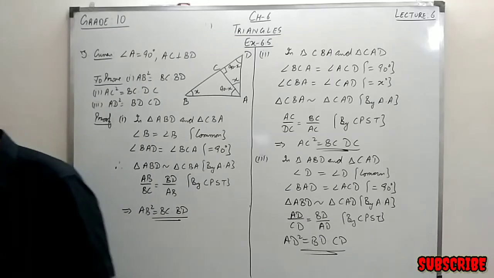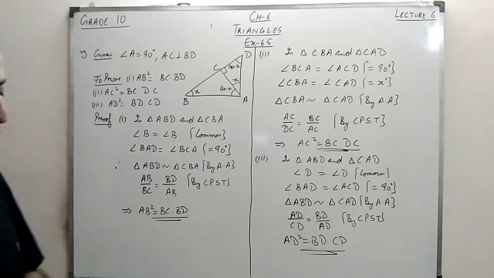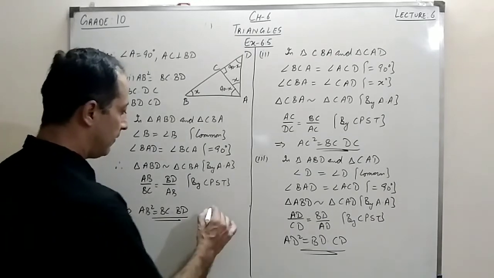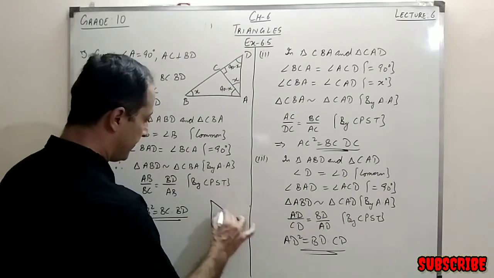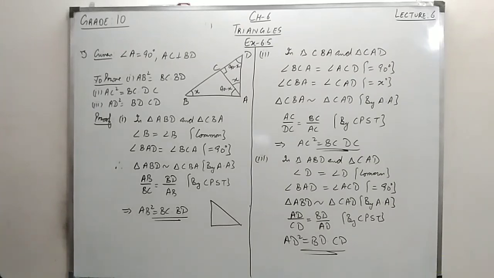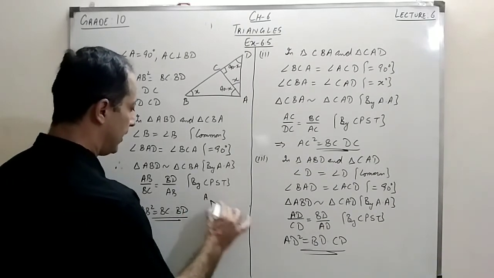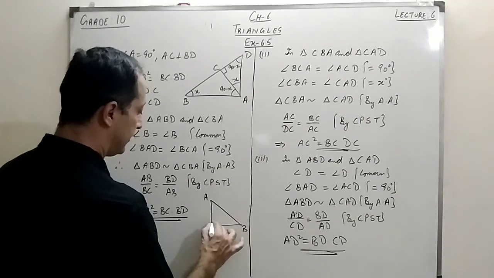Now let's talk about the fourth question of this exercise. It's quite simple. In the fourth question, it is given that we have an isosceles right angle triangle, prove that AB square is equal to 2AC square. I'm not doing the proof, I'm just explaining the thing. What you can do, suppose you have this triangle, it is given that ABC is an isosceles right angle triangle and the right angle is at C. This is A, this is B, and this is C.